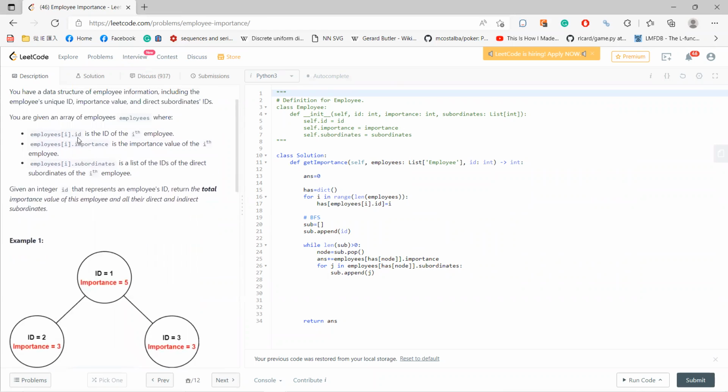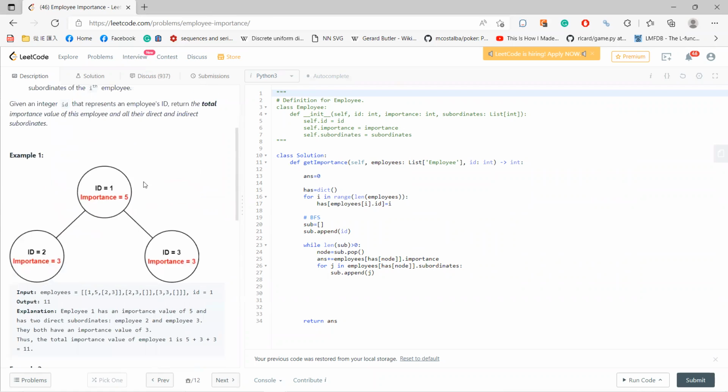Somebody gives you an ID. This is the bad idea, right? Because you should be able to use an index, but they give you the ID. For the employee who has this ID, you need to find the total importance value of the employee and all the direct and indirect subordinates. Okay, maybe hard to understand.